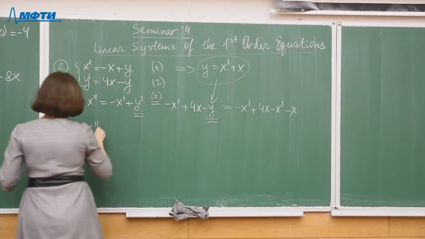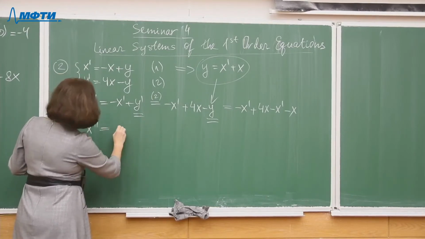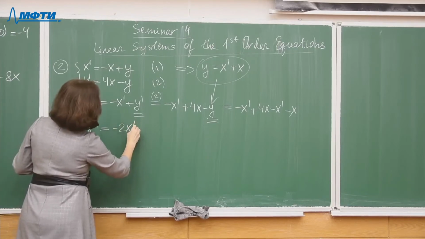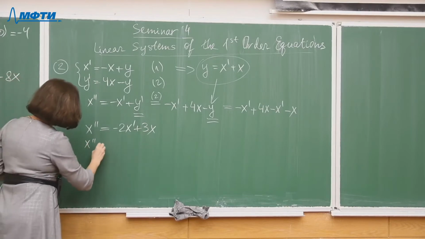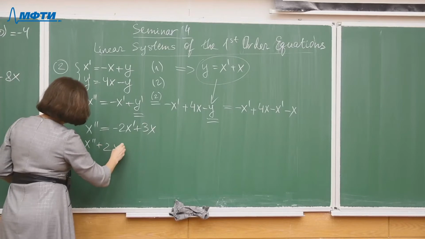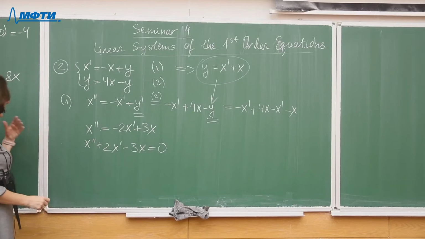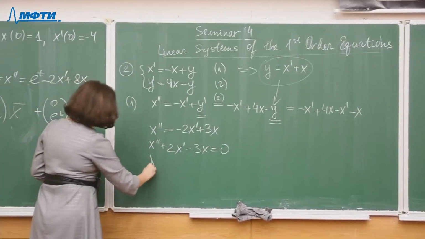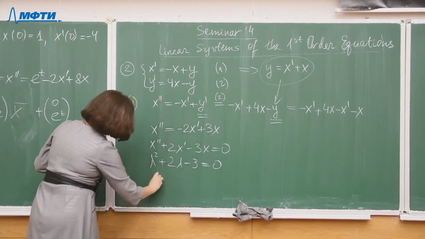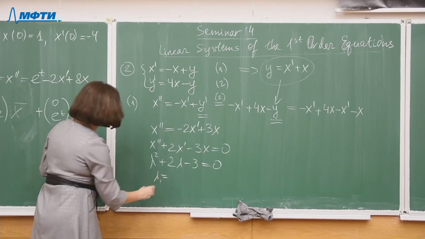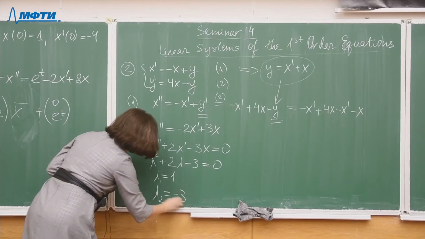And now we will solve this second order differential equation. It looks like x double prime equals minus 2x prime plus 3x. Move all the terms to the left, and we will get this. Then the characteristic equation: lambda squared plus 2 lambda minus 3 equals 0. So the roots are lambda 1 is 1, lambda 2 is negative 3.